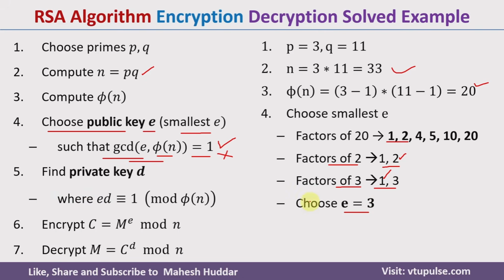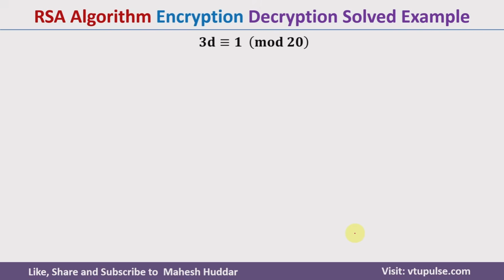Once you choose the E value, next we need to find the private key, that is D, where ED is always equivalent to 1 mod phi n. That means ED mod phi n is equal to 1. Here we know the value of E and we know the value of phi n. Once you put those values here, the equation will look like this, that is 3D is equivalent to 1 mod 20, because the E value is 3 and the phi n value is 20.